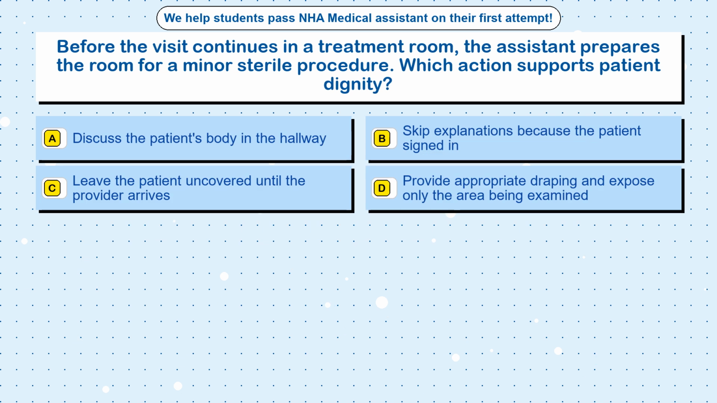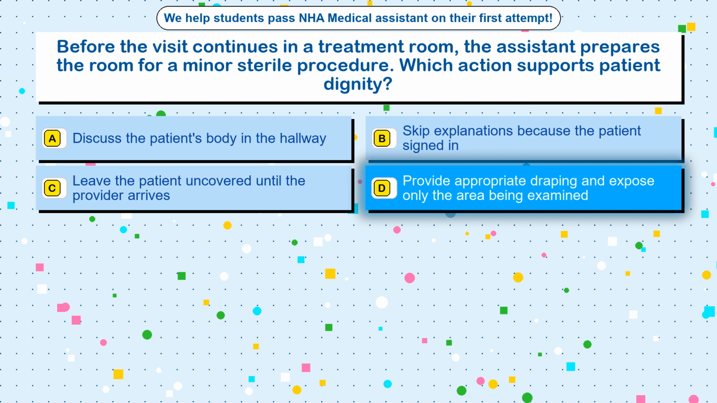Question 35. Before the visit continues in a treatment room, the assistant prepares the room for a minor sterile procedure. Which action supports patient dignity? Option A, discuss the patient's body in the hallway. Option B, skip explanations because the patient signed in. Option C, leave the patient uncovered until the provider arrives. Option D, provide appropriate draping and expose only the area being examined.